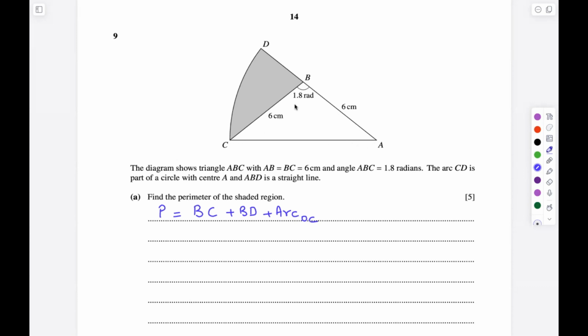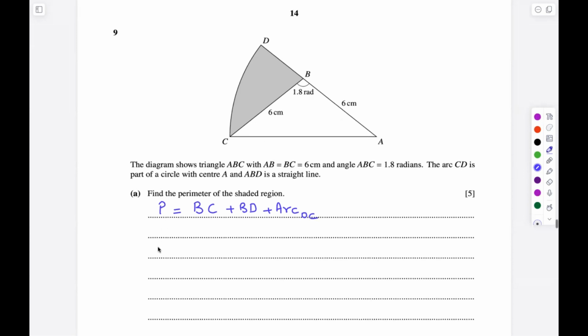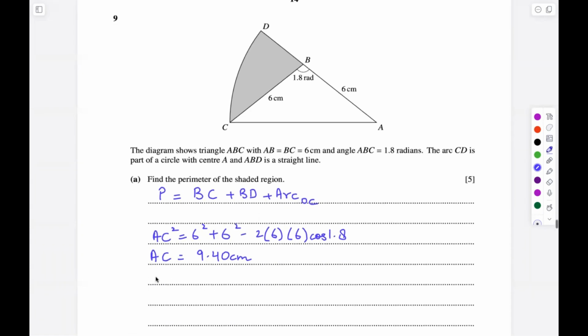Now, as two lengths and the angle between them is given, we can apply the cosine rule to find the length of AC. So AC squared will be equal to 6 squared plus 6 squared minus 2 into 6 into 6 cos of 1.8, and then taking the square root, that will be equal to 9.40 centimeters for the length of AC. As AC and AD are equal, we'll write AD will also be equal to 9.4.